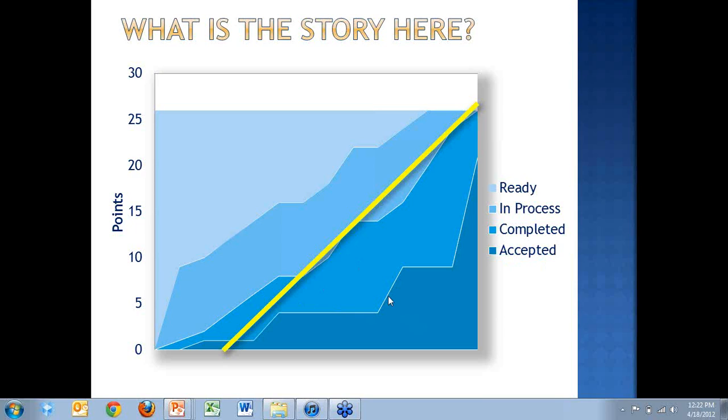Now, it might not be this extreme. You might see it flatline out a little bit like this. But if you see this pattern even slightly start to show up, you need to talk to your product owner and try and get them back, get them engaged again, because you've lost them.